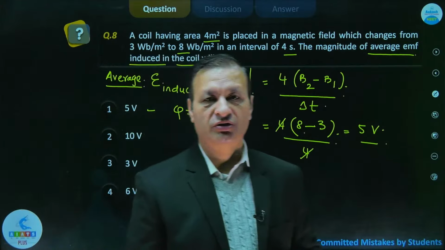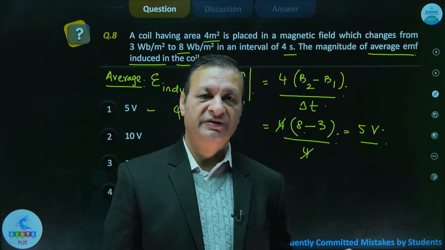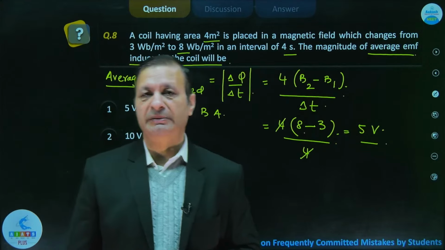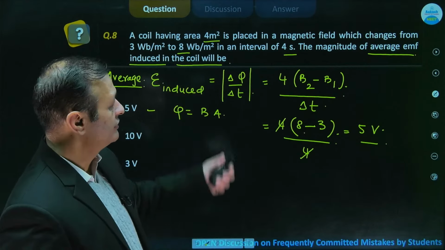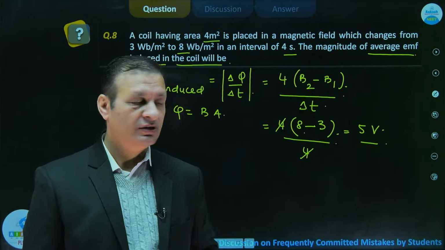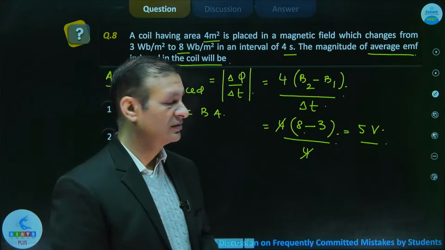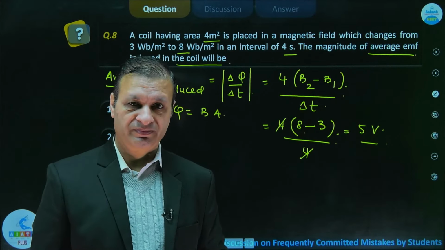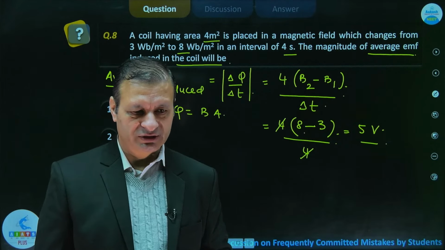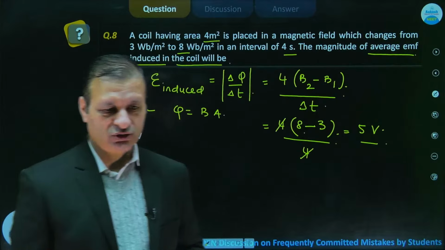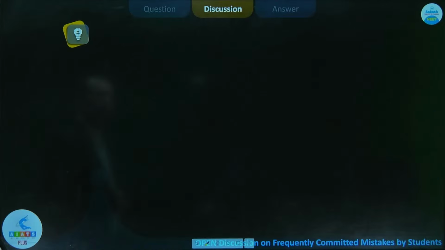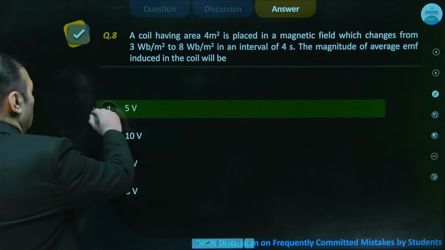This is purely based on Faraday's law, which clearly says the magnitude of induced EMF is the rate of change of flux with respect to time. And here, how are we changing the flux? We are changing the magnetic field, keeping the area constant. So it's only the magnetic field that changes. Any doubt? Bharat, Rishabh, Sharma ji, Triveni, any doubt? Maxwell? Fine, 5 volt.